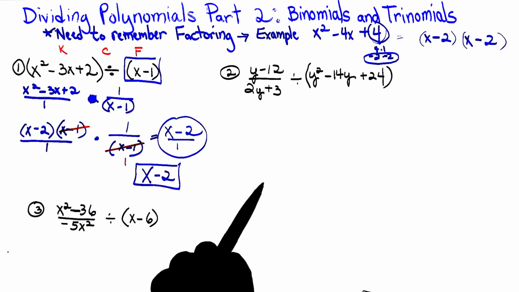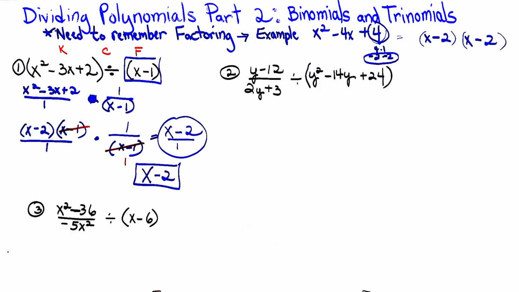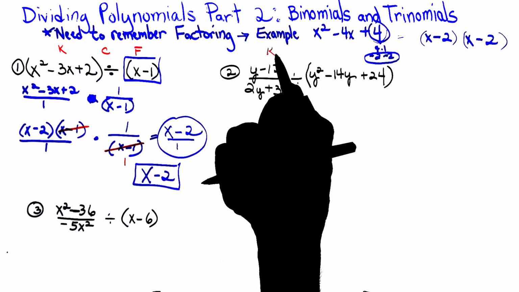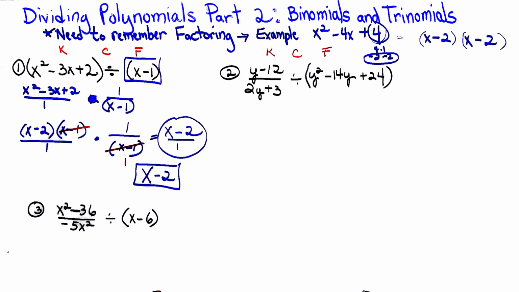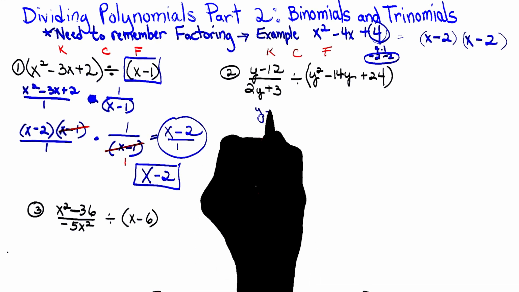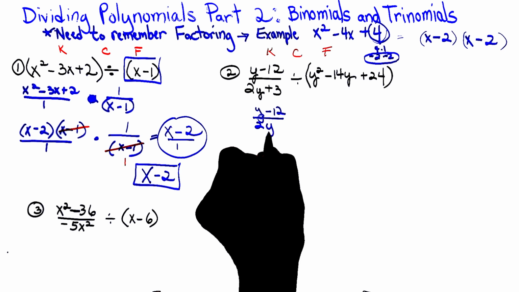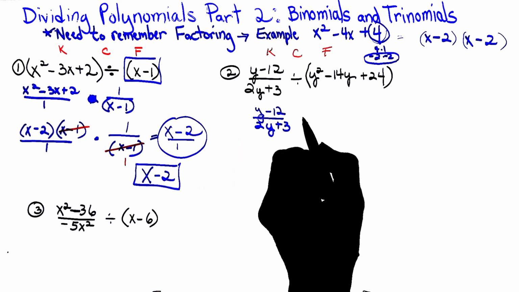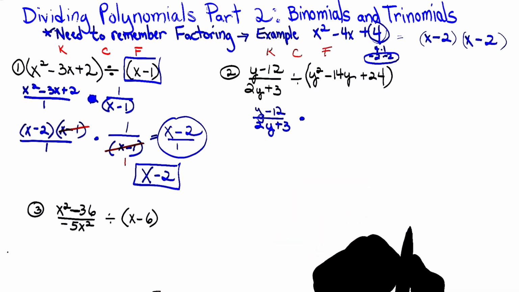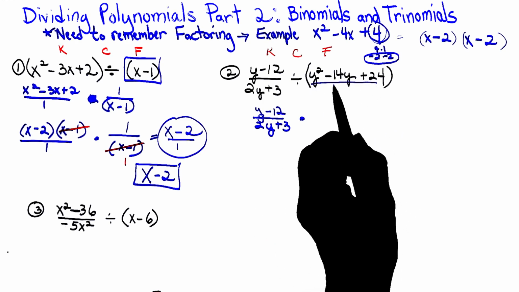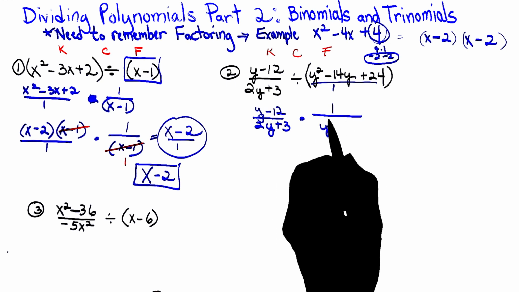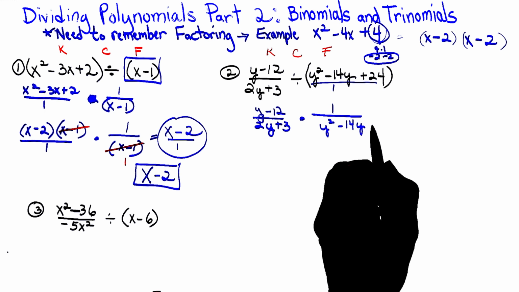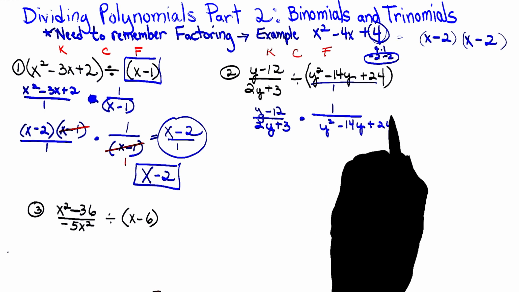So when we're working this problem, remember, we are going to keep, change, and flip. We're going to write the reciprocal. So I am going to write down (y - 12)/(2y + 3), and I am now going to put my times sign. And when we flip this, we have 1 over y² - 14y + 24.